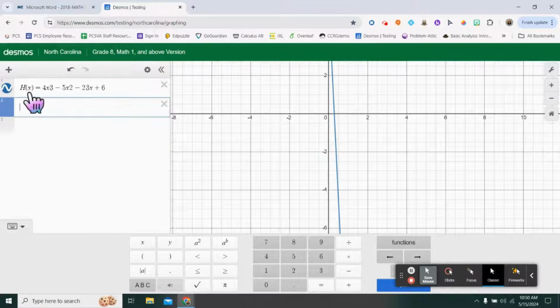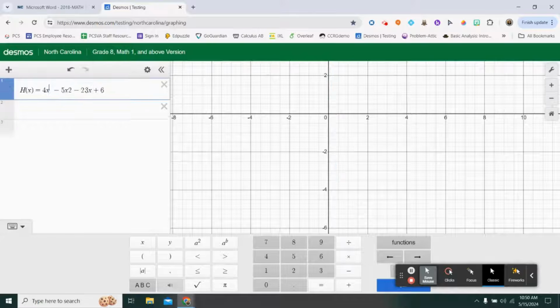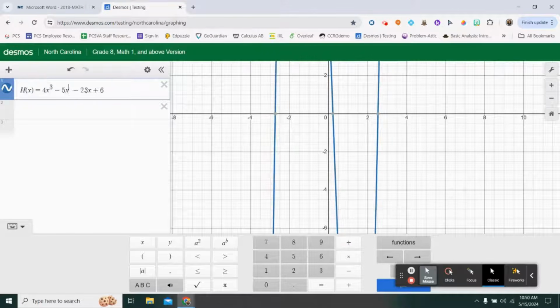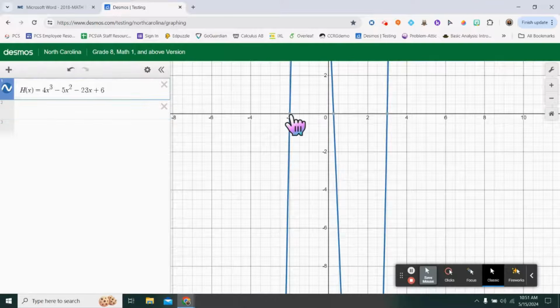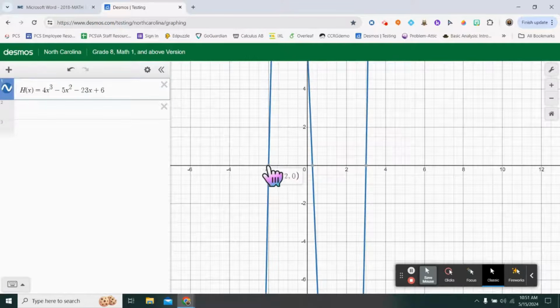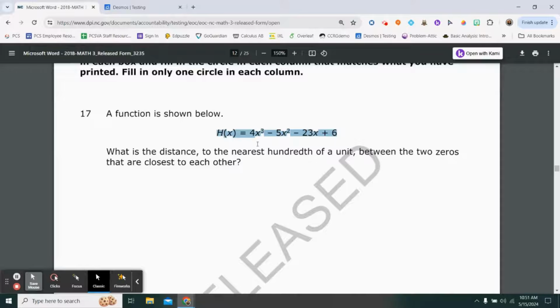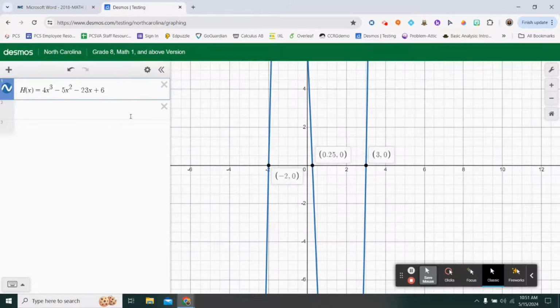And then I need to make sure these are exponents. And I'm just doing shift-6 to do that, to get an exponent, or you can use squared, or the B one lets you put any number in. And I'm going to click the x-axis dots. Those are your zeros. Okay, so this question wants to know to the nearest hundredth, what's the distance to the one that is closest to each other?